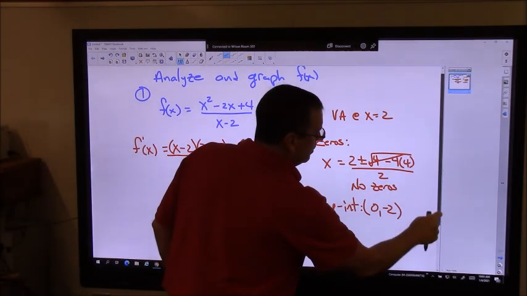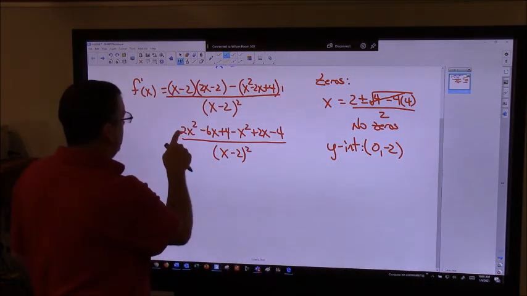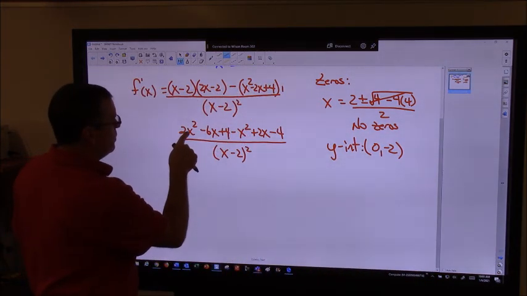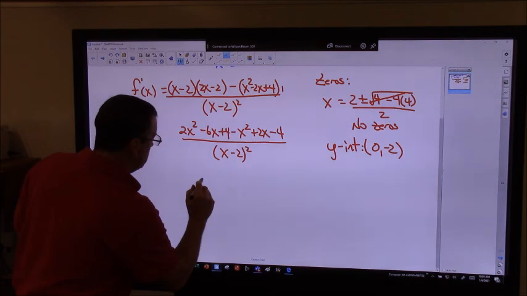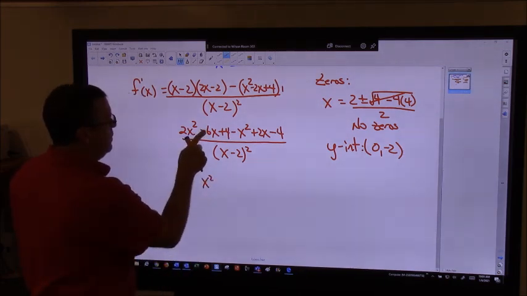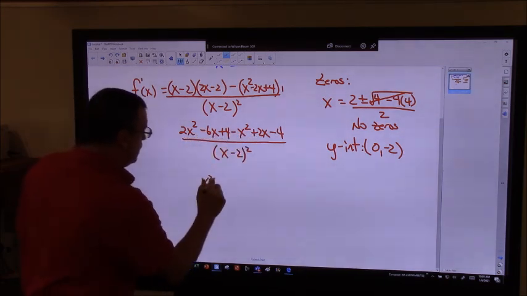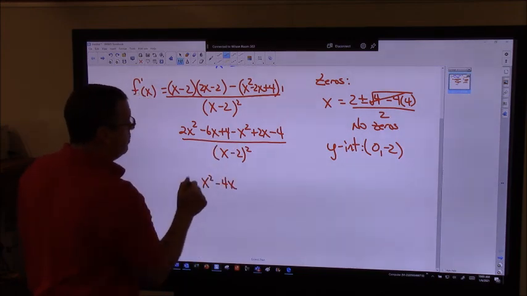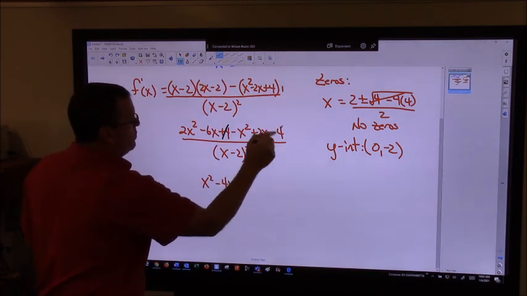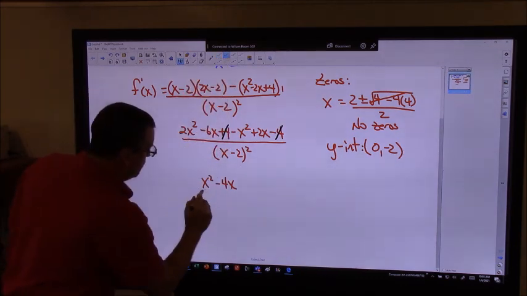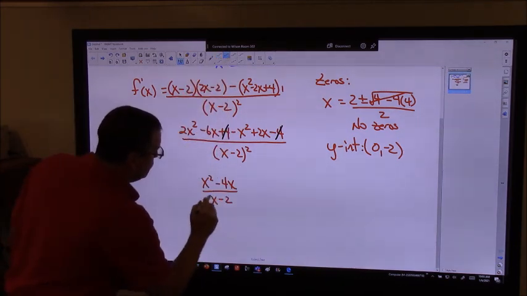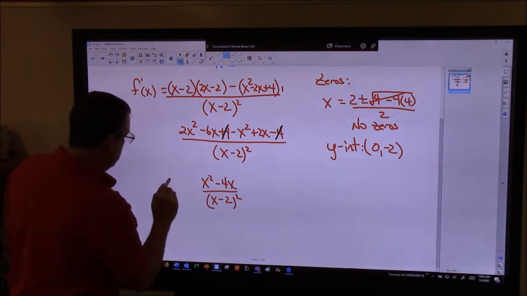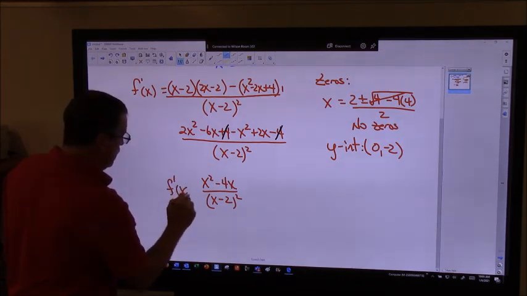So if I now simplify that numerator, I've got 2x squared minus x squared. So that would be just x squared. Negative 6x plus 2x, that would be a negative 4x. And 4 minus 4, those add up to 0, so we'll just get rid of that. All over x minus 2, that quantity squared. There's my first derivative.